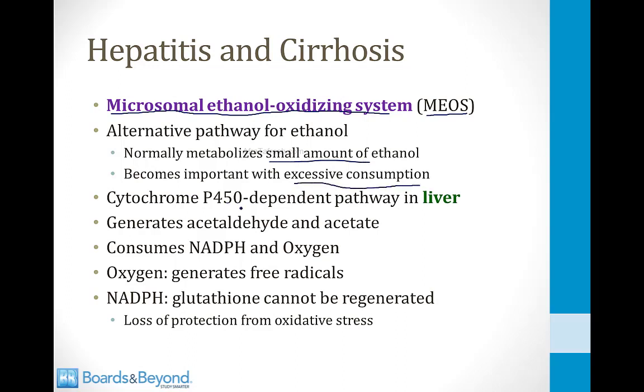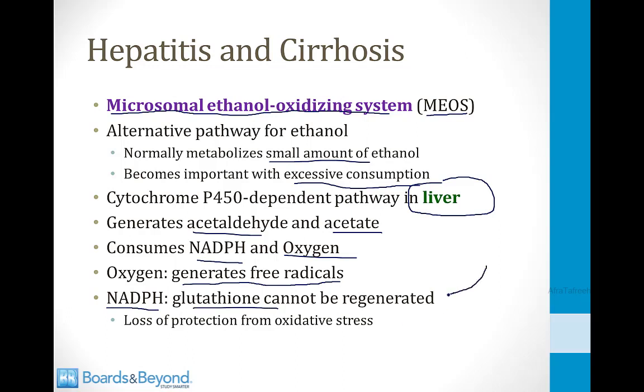It's a cytochrome P450 dependent system found in the liver, just like many other cytochrome P450 systems, and it generates acetaldehyde and acetate from ethanol, and in doing so, it consumes NADPH and oxygen. The consumption of oxygen by this pathway has been shown to generate free radicals, which can damage the liver. In addition, the consumption of NADPH can lead to glutathione that cannot be regenerated.